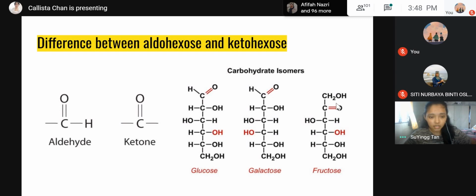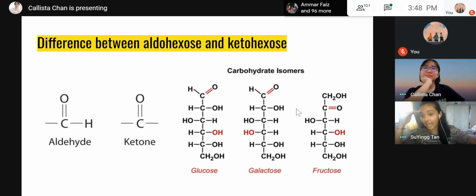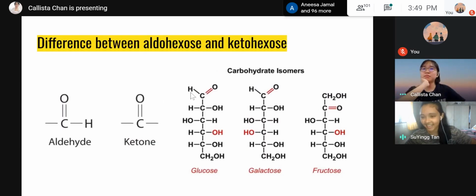All right. Okay. So how do we differentiate an aldehyde and a ketone? Here's a comparison between glucose, galactose, and also fructose. If you see glucose and galactose, the C double bond is at the terminal or at the end. So it has an additional H attached to the C. So we have C double bond to O and an H. So it's a CHO, therefore it's an aldehyde group.